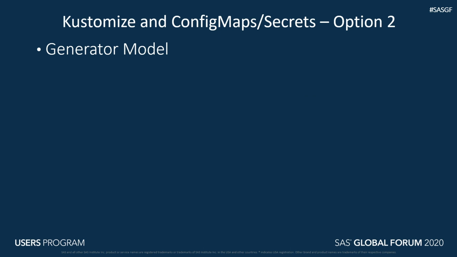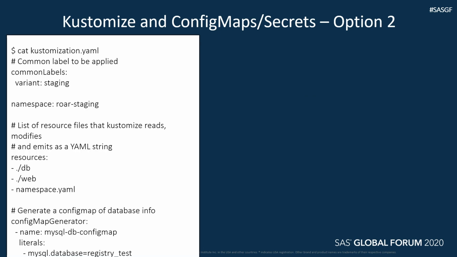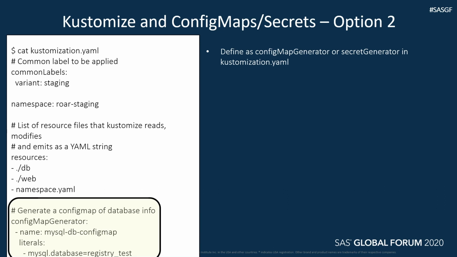So option 2 that we have with Kustomize is a generator model. That is, here we can define something as a config map generator or a secret generator in customization YAML. So we can define that using those terms there, config map generator, you see down below that.